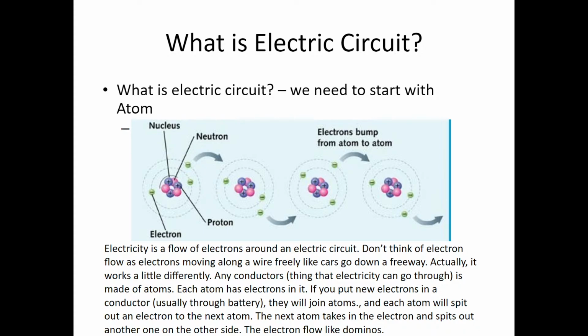And finally, we learned that the electrons flow like dominoes. Each electron doesn't flow through the entire thing, but rather it bumps the electron next to it, and that electron bumps the one next to that.